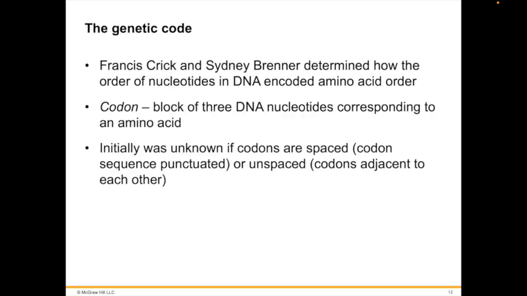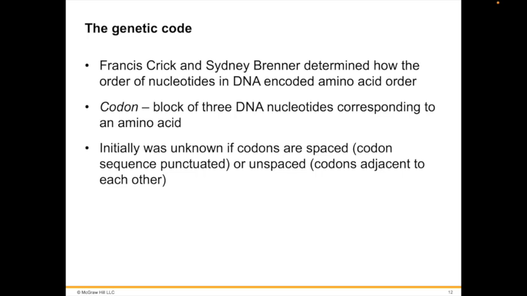How does a sequence of nucleotides in a DNA molecule specify the sequence of amino acids in a polypeptide? The answer to this essential question came in 1961 through an experiment led by Francis Crick and Sidney Brenner. The experiment was so elegant and the result so critical to the understanding of the genetic code that we describe it here in detail.